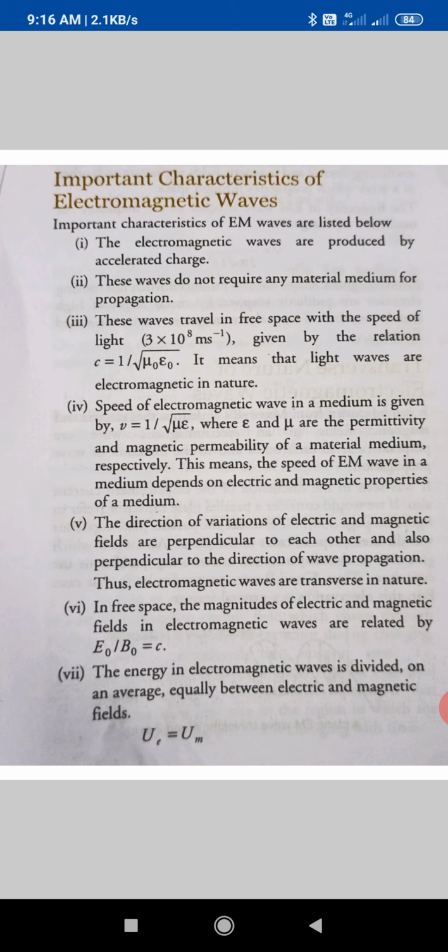Next, the directions of variation of electric and magnetic field are perpendicular to each other and also perpendicular to the direction of wave propagation. In free space, the magnitudes of electric and magnetic field in electromagnetic waves are related by E0 upon B0 equals c.